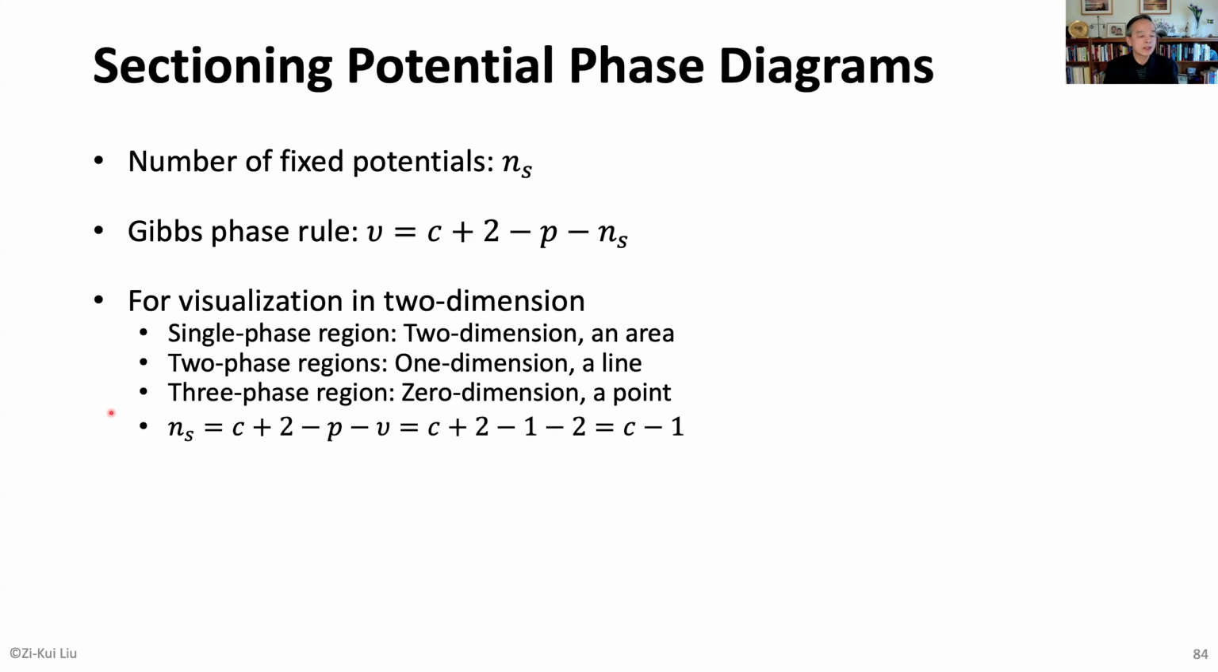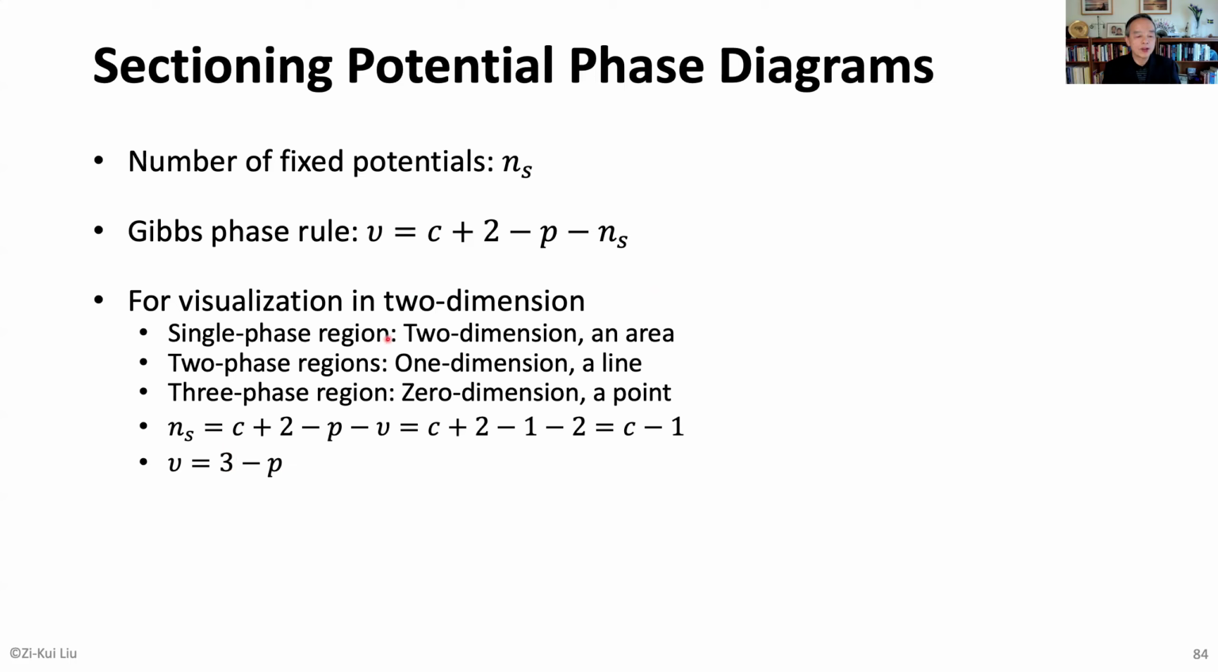Now we can calculate what NS would be. NS would be C plus 2 minus P minus nu. So in order to reduce to 2 dimensions, we have to fix C minus 1 potentials in a C plus 2 dimension space, or a C component system with temperature and pressure. So now you've got one, and then nu becomes 3 minus P.